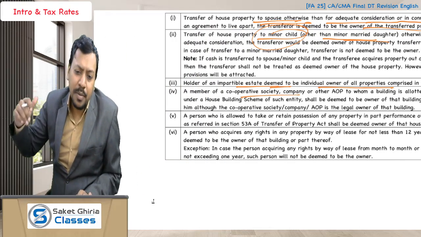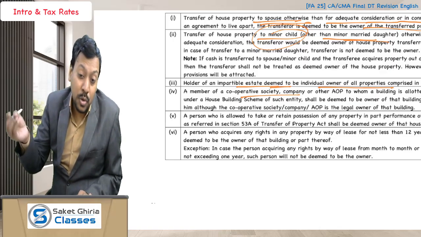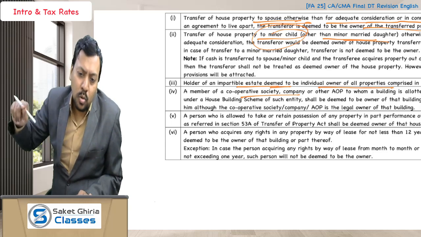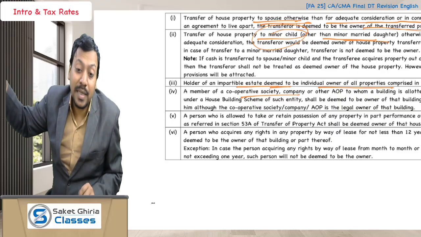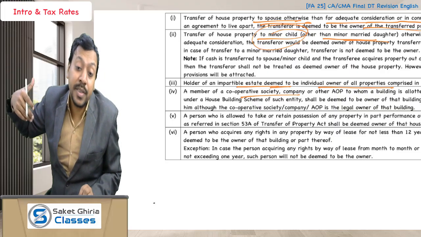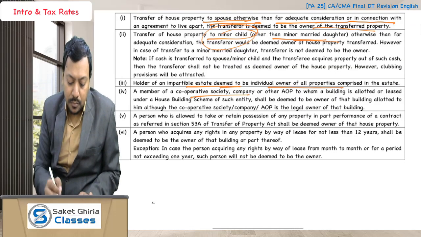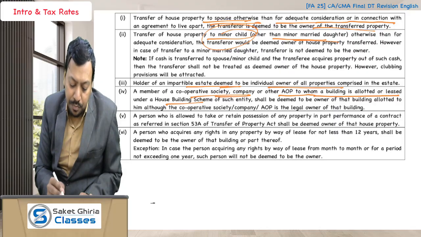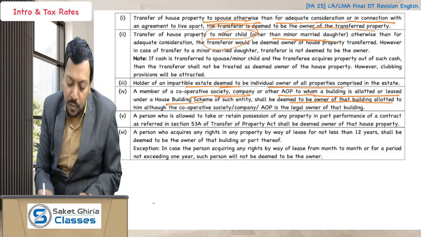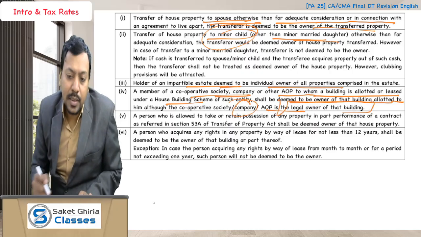Many times, let's say you have become a member of a cooperative housing society and the cooperative housing society has allotted you a flat to live in. Although the legal owner of the flat is the cooperative society, since you have been given the right to use the property, you will be treated as the deemed owner of that property for tax purposes. A member of a cooperative society, company or AOP to whom a building is allotted or leased under a house building scheme shall be deemed to be the owner of that building allotted to him, although the cooperative society, company or AOP is the legal owner of that building.